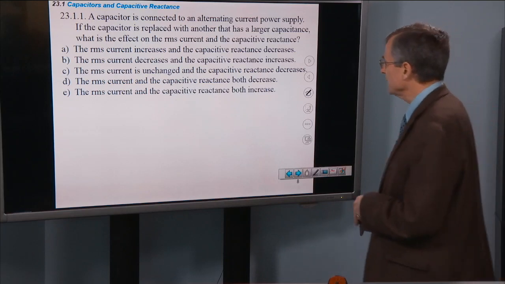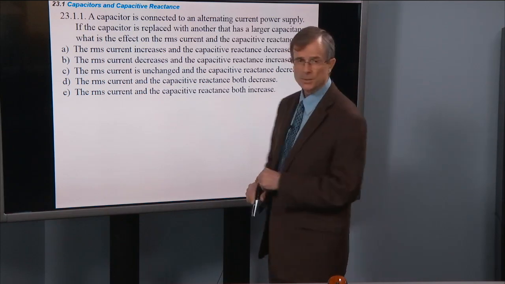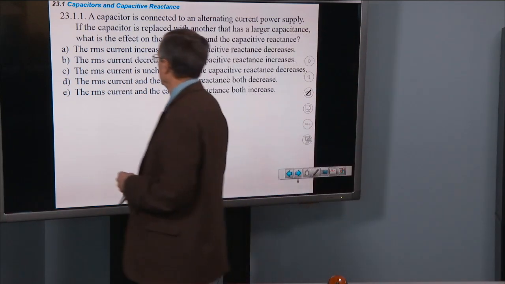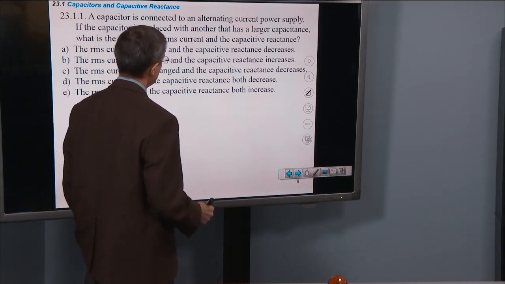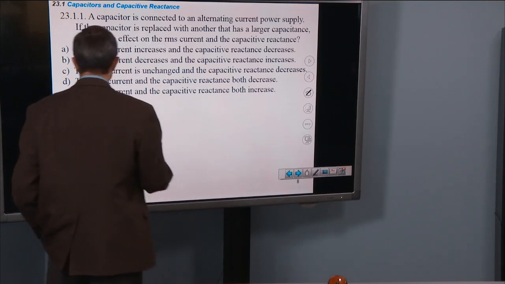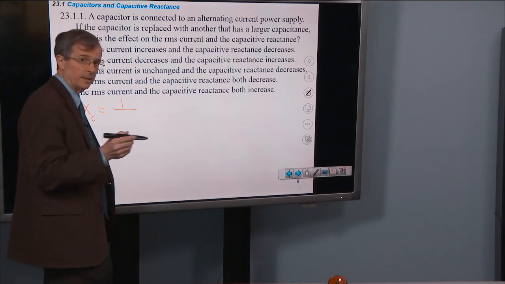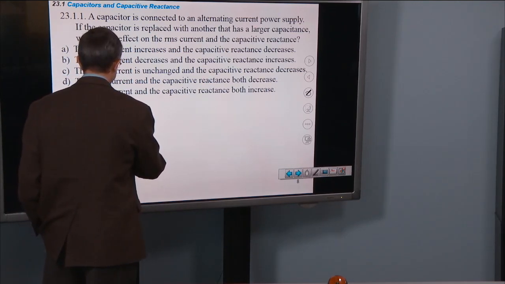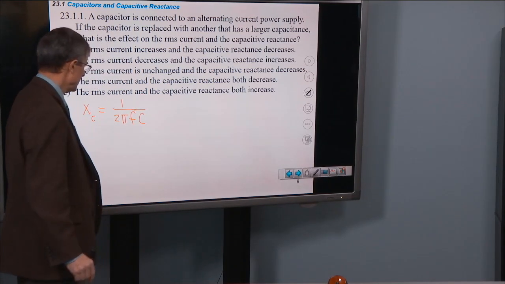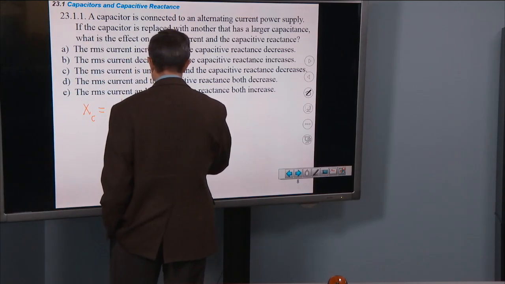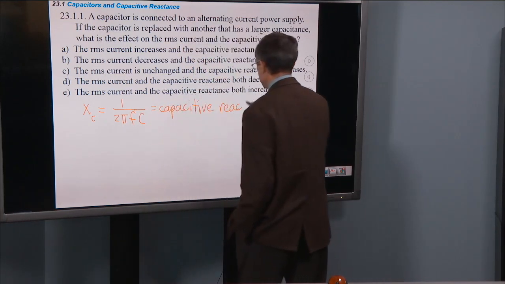All right, a capacitor is connected to an alternating current power supply. So this is a purely capacitive circuit. If the capacitor is replaced with another one that has a larger capacitance, what is the effect on the RMS current and the capacitive reactance? Well, let's write down the equations. The capacitive reactance is 1 over, and I think you're getting it in your heads now, 2 pi f times C. That's the capacitive reactance.